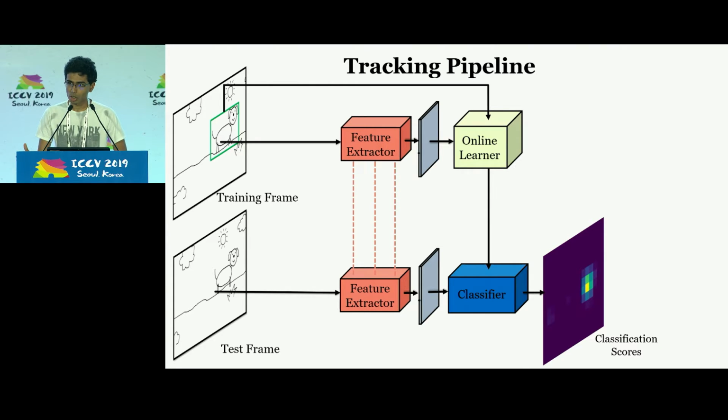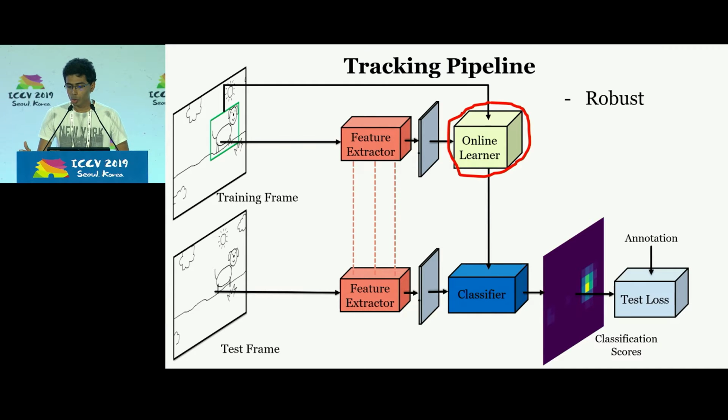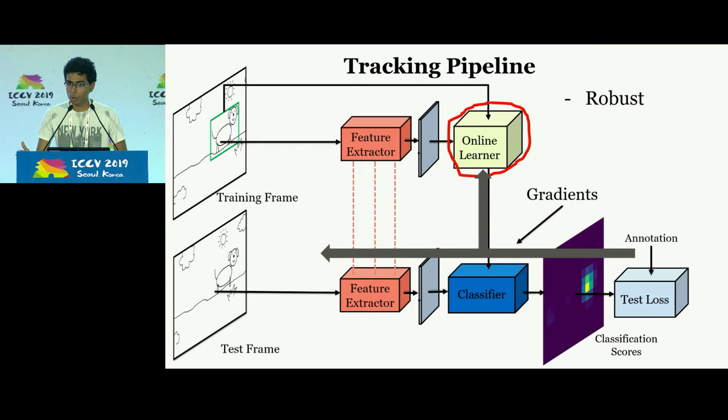Ideally, we want the online learner to provide us with a robust model in order to avoid tracking failures. This is, however, tricky if we also want to learn feature representations end-to-end, as the gradients need to be backpropagated through the online learner in this case. This is feasible only if the online learner is differentiable and fast. This poses significant challenges on the design of the online learner.